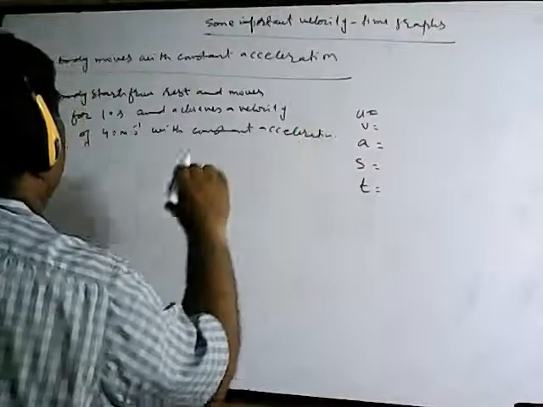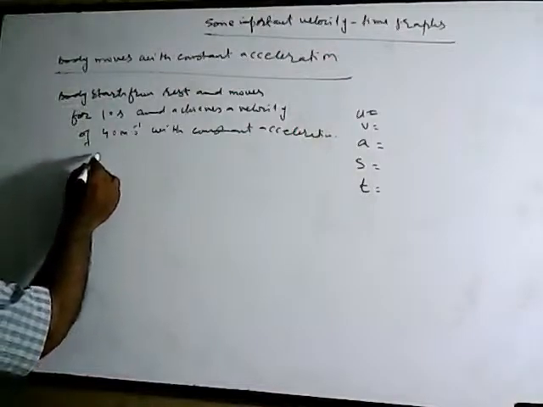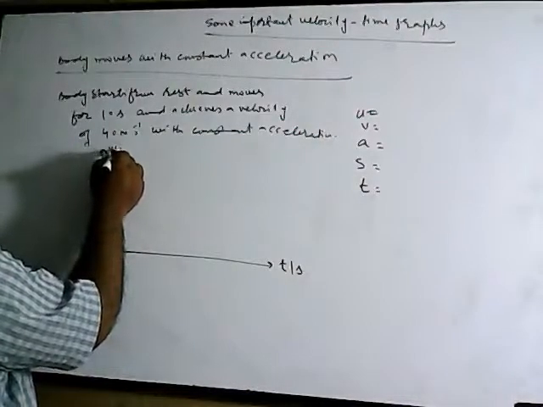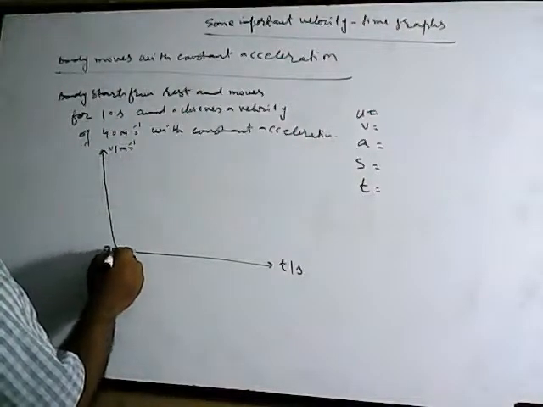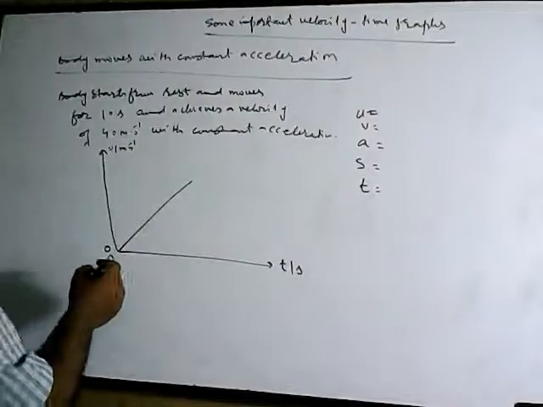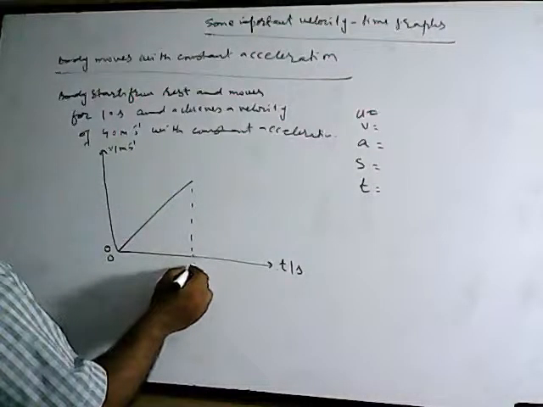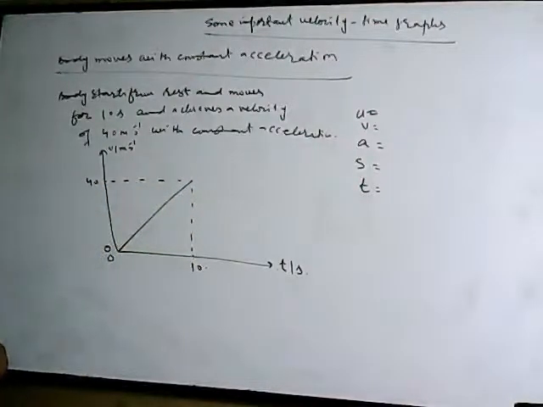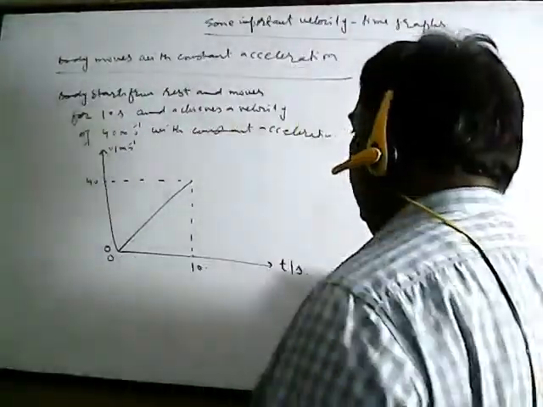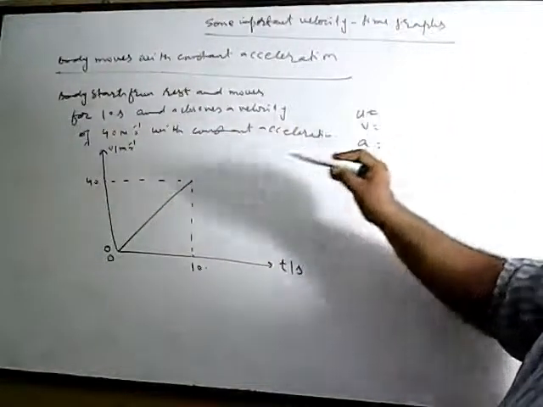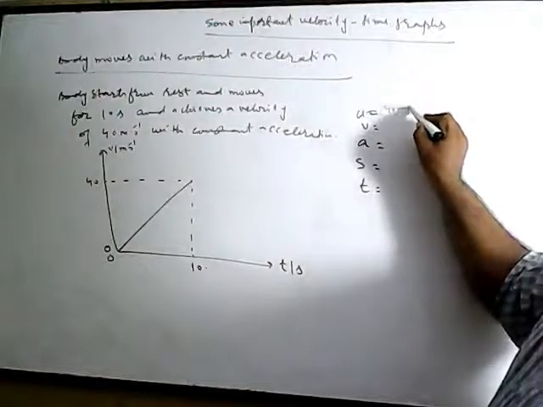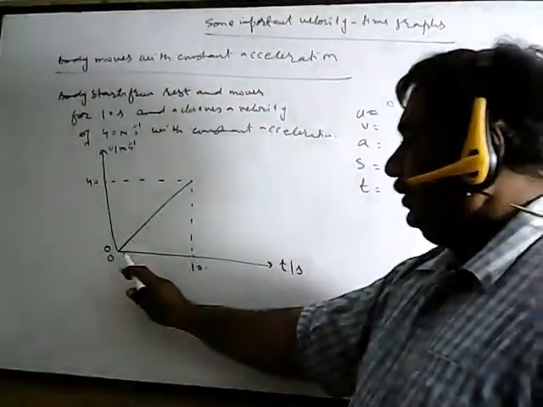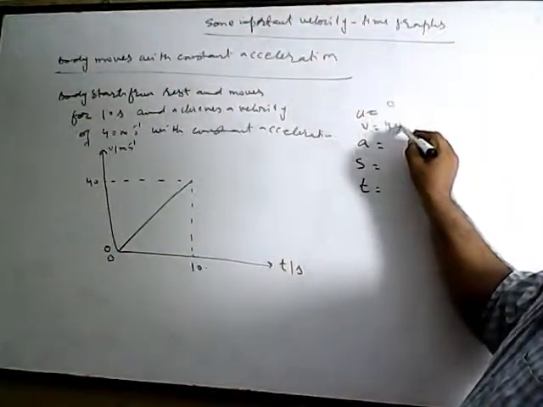First of all, see how I can sketch this graph. This is the time in seconds, and this is the velocity in meters per second. It starts from 0, 0 with constant acceleration to this one. I'll be giving the values. This value is 10 seconds and this value is 40 meters per second. Now let us see what its initial velocity is. Its initial velocity u is 0. It starts from this 0. Final velocity v is 40 meters per second.